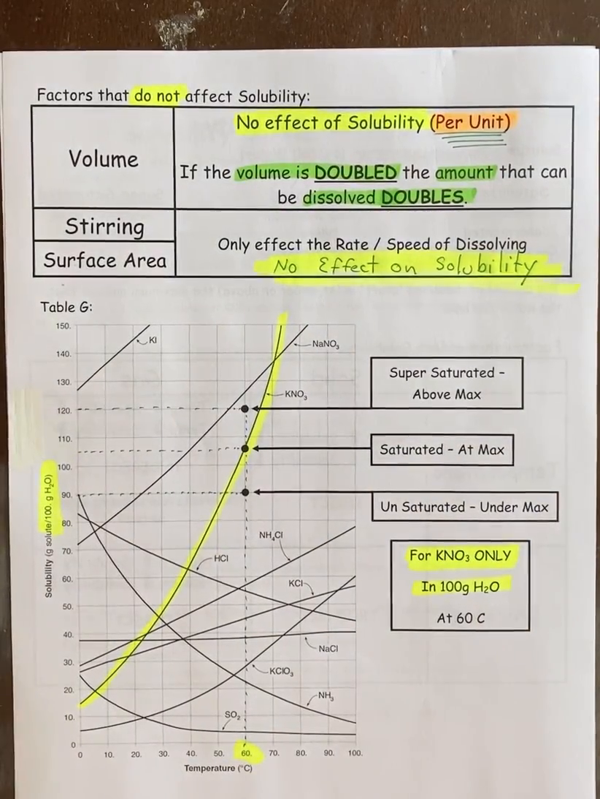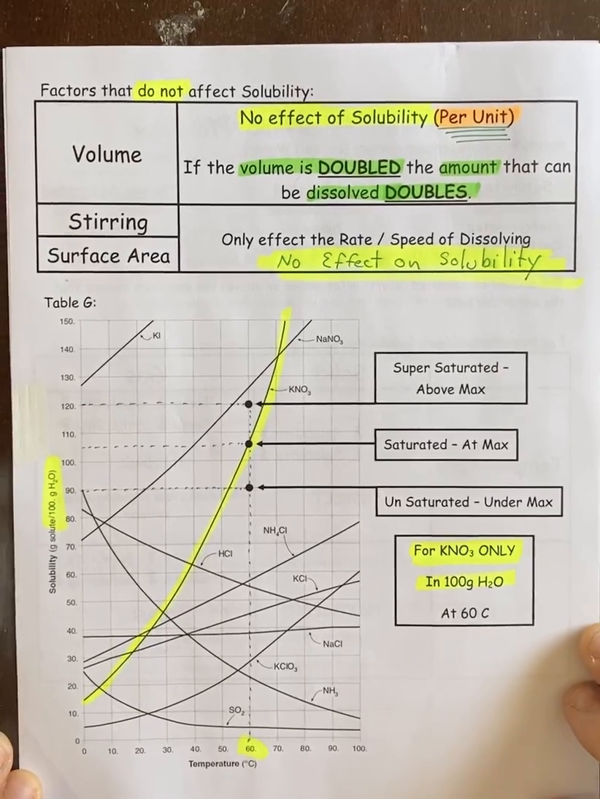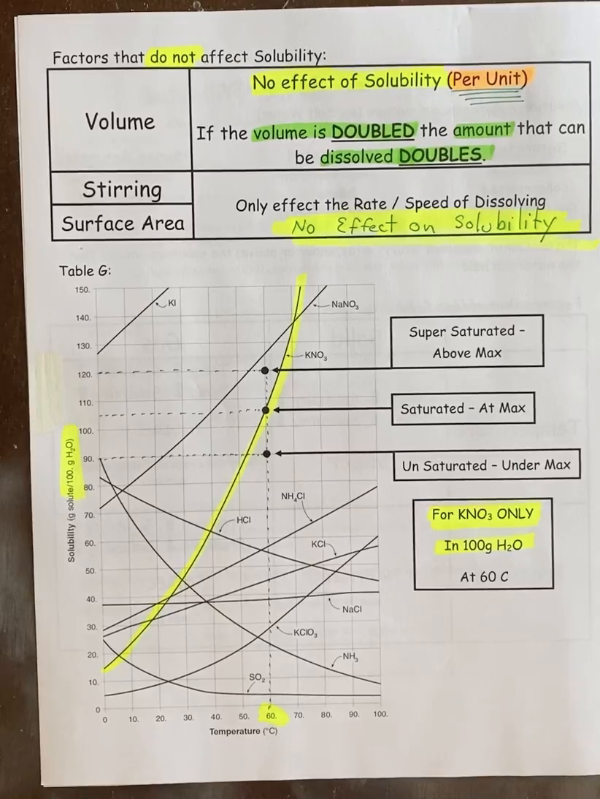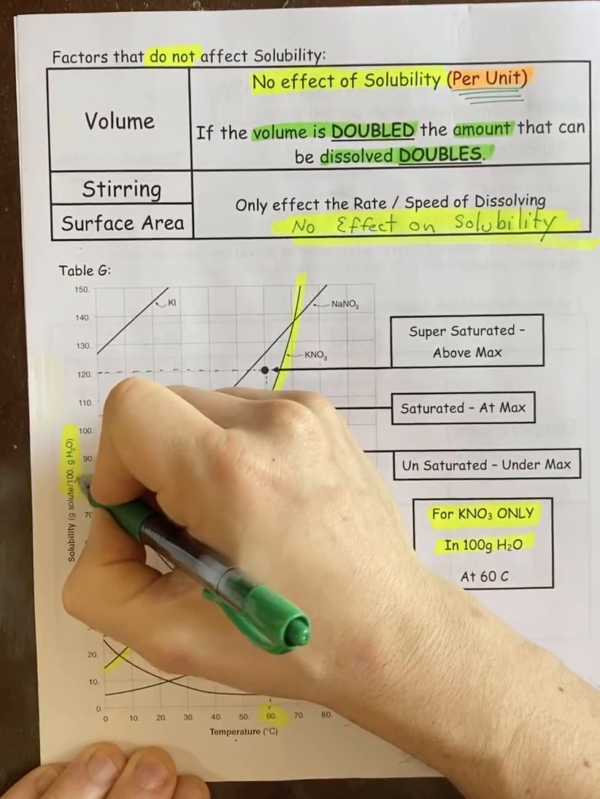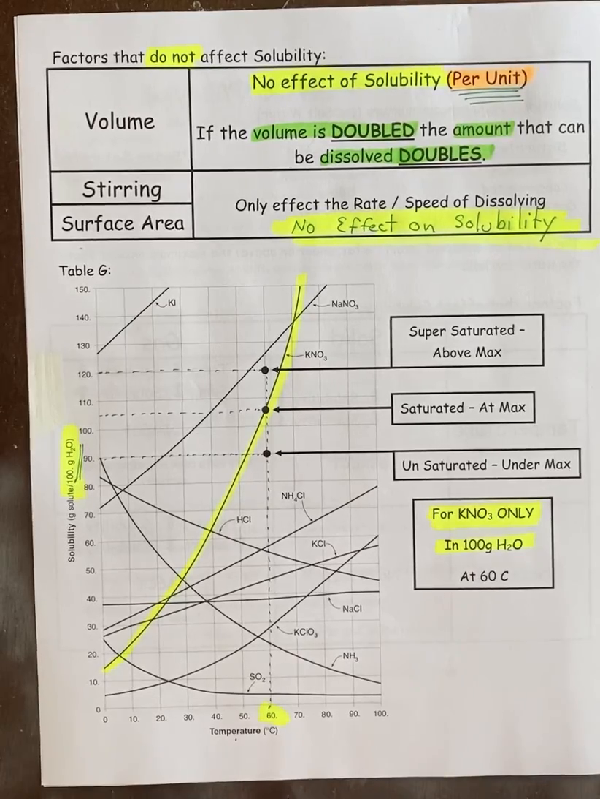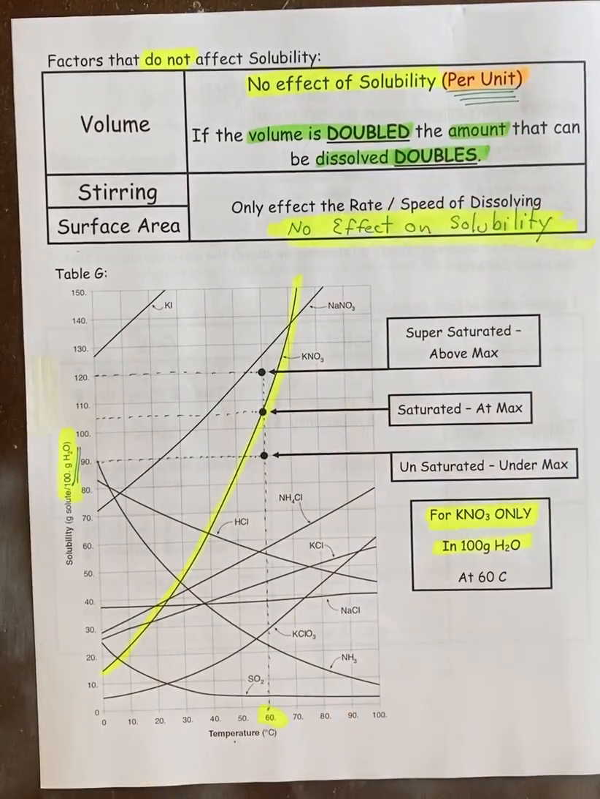And this brings us to Table G. So Table G looks like this down here, and it actually has a bunch of different chemicals. And on the x-axis, we have temperature. On the y-axis, we have solubility in 100 grams of water. That's very important, because if I change the amount of water, I'll change the amount that can dissolve. That's basically this kind of idea up here.